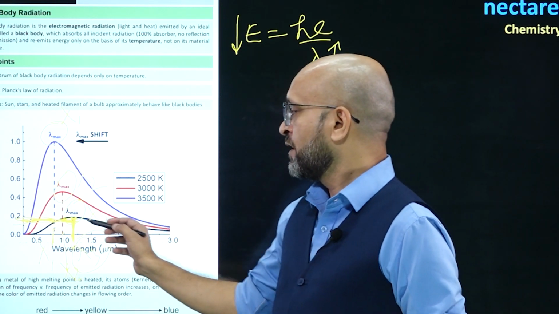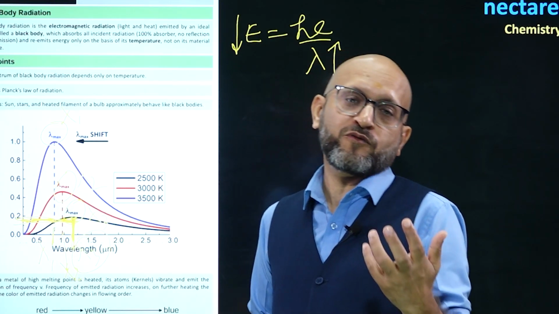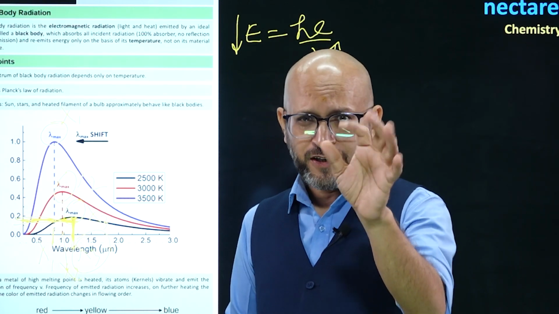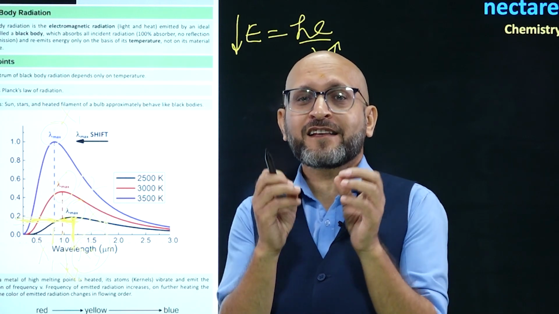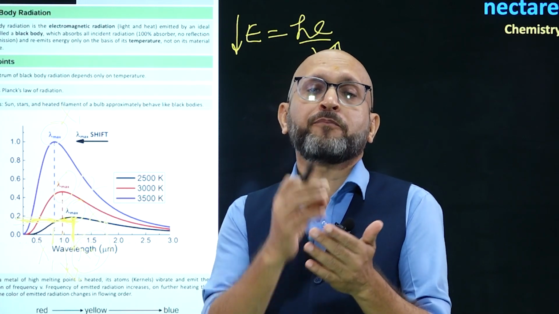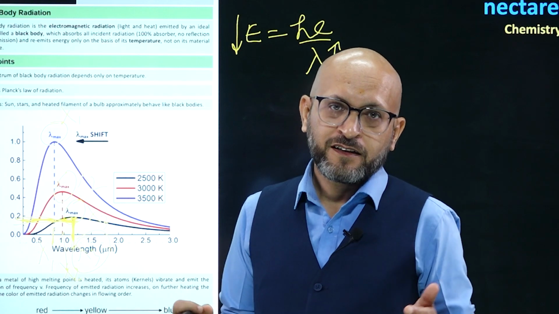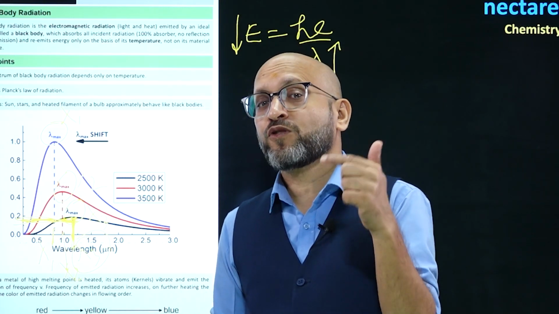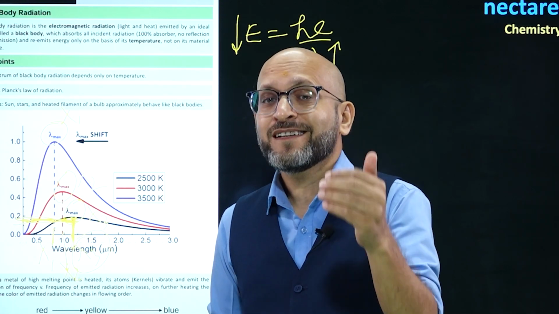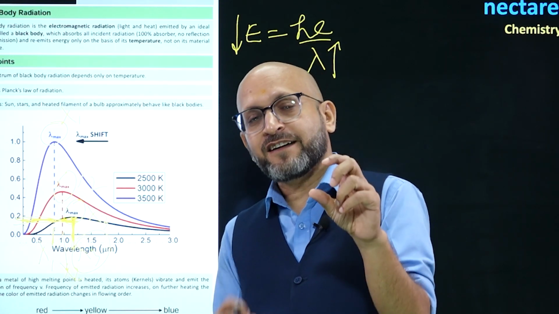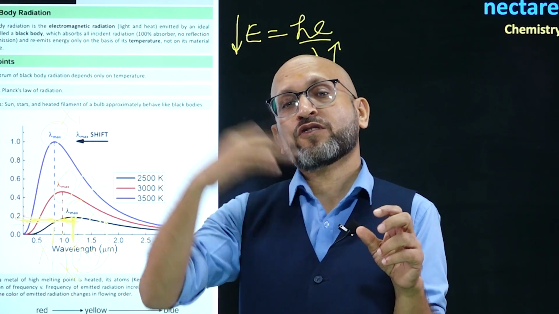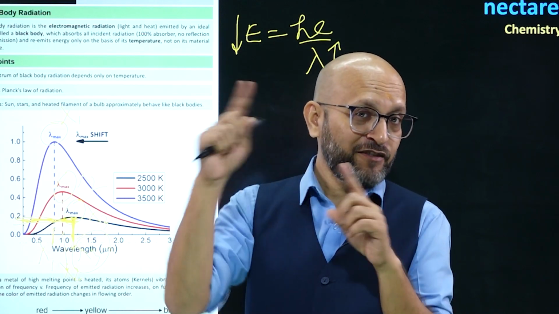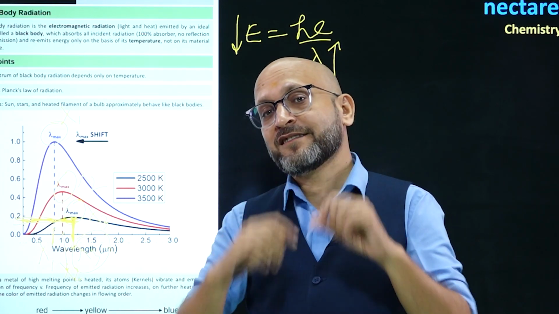Energy emitted is low, so intensity is low. I hope you know intensity. If you do not know, let me put it across. Intensity is the number of photons emitted per unit area per second. Let me repeat it. Intensity is the number of photons emitted per unit area per second. So if the energy emitted is more, the number of photons emitted is more, then intensity will be more. And when will it be more? When total energy is more.